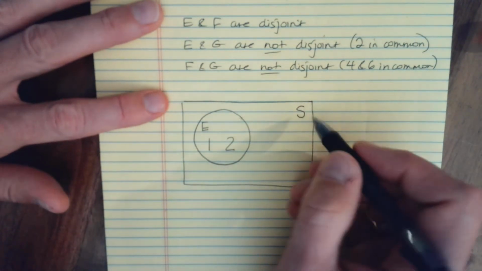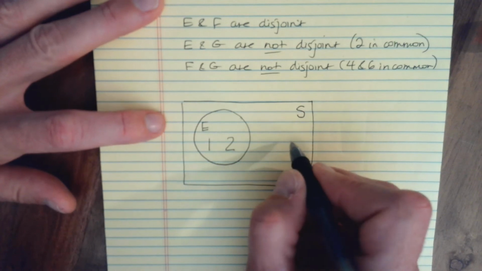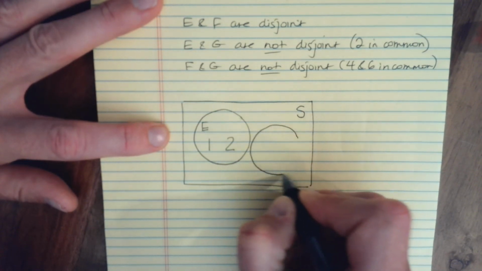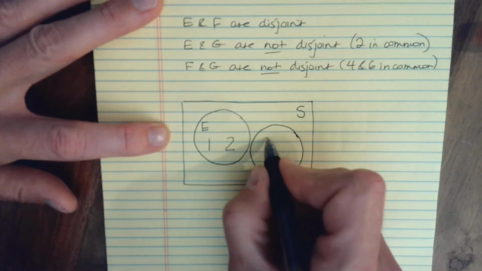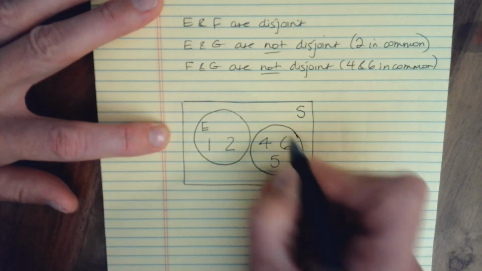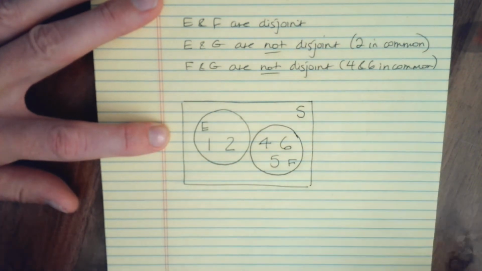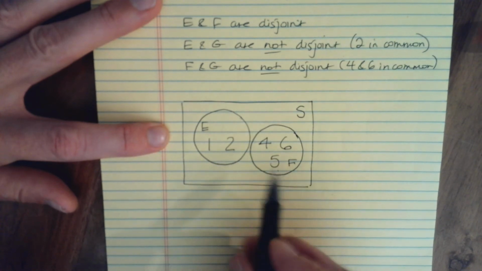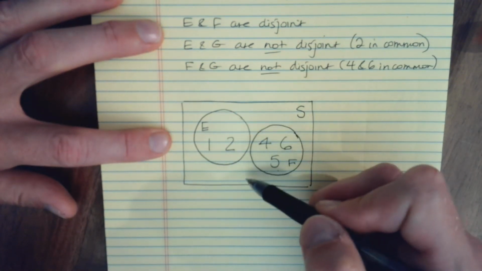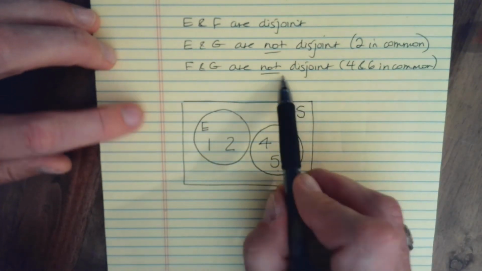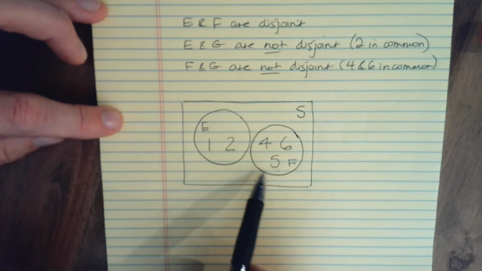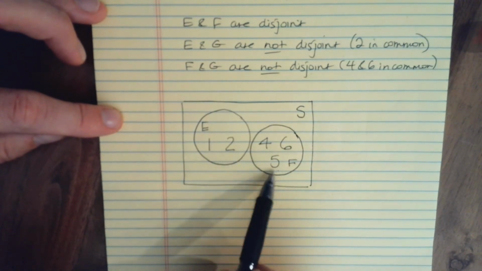And elsewhere in my sample space, I have another collection, which I'm calling F, which has the elements 4, 5, and 6. So that's F. And these have nothing in common. Notice I've purposefully drawn them so that there's no overlap. So when you want to indicate disjoint events in a Venn diagram, we'll draw shapes that don't overlap.